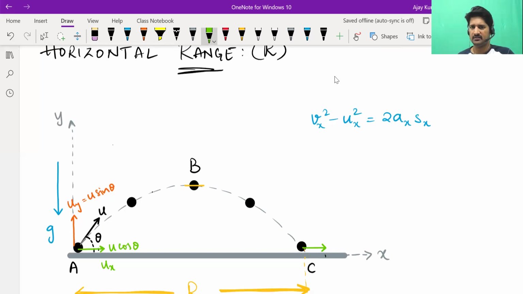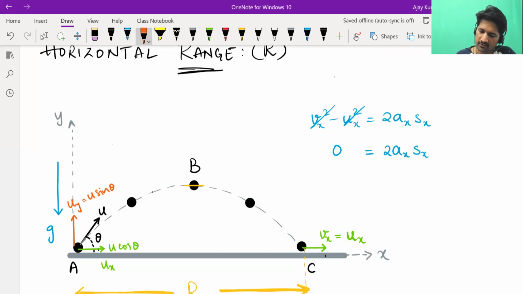Gravity is in y direction. So in x direction, there's no acceleration. So the final velocity's x component will be same as initial velocity's x component. Because in the x direction, there is no disturbance at all to velocity. Okay. Then if final velocity is same as initial velocity, left-hand side becomes 0. What about right-hand side?